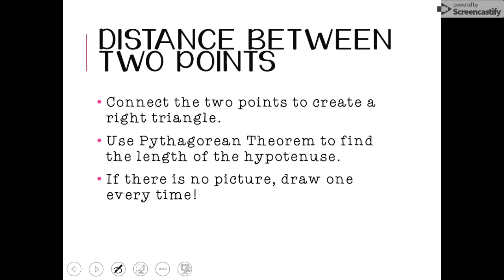I do want you to write down these 3 bullet points in your spiral. If you need an idea of what format your notes are going to be in, you can look at my example online. Or you can just make your own format. It's up to you. So we're going to connect the 2 points to create a right triangle. If we are trying to find distance, we're going to use Pythagorean theorem to find the length of the hypotenuse.